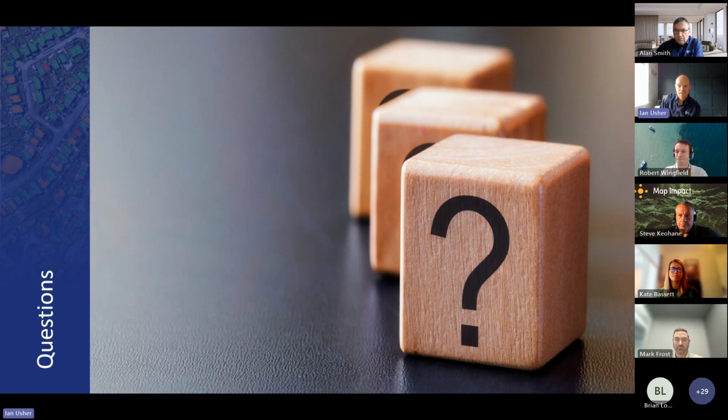And then I think both of these questions are for Steve at Map Impact. I don't know if you can answer both questions at the same time, but do you take into consideration building characteristics such as glass high rise?